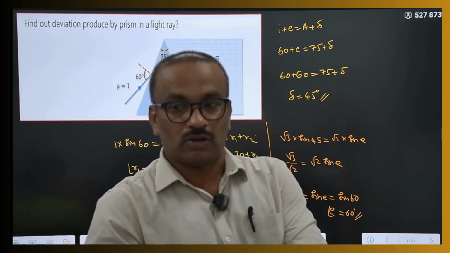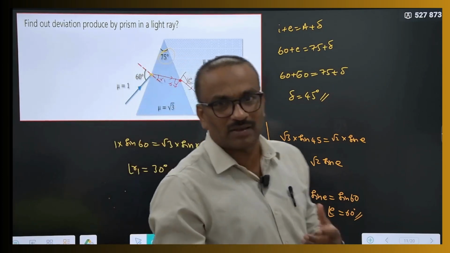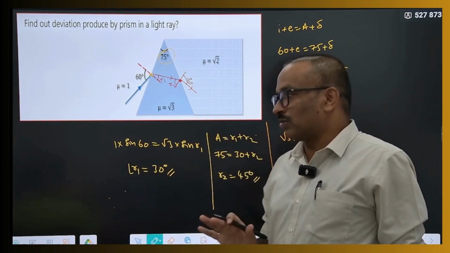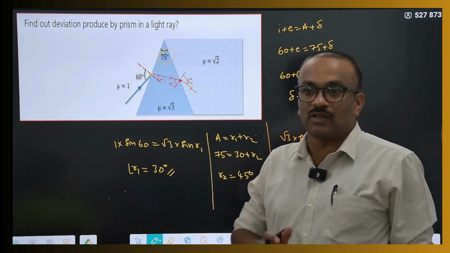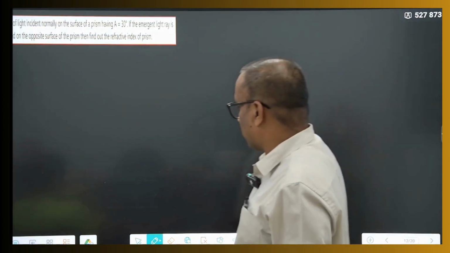Clear? So in this way you can solve the problems. No need to panic, right? Sometimes students get panic. No. Prism means easy concept. Clear? Now let us go for one more question.